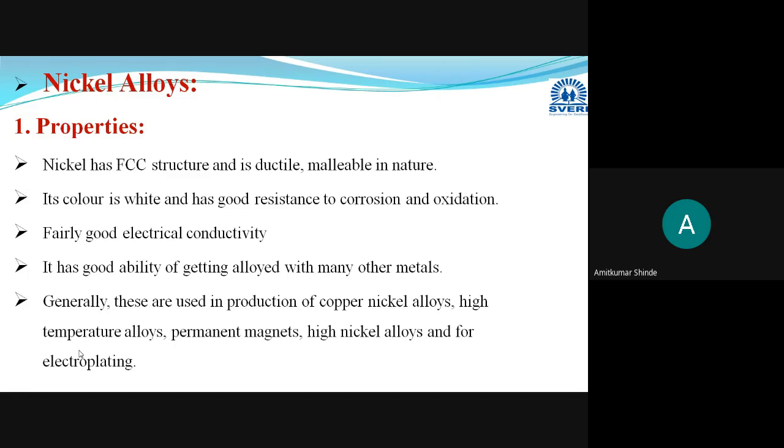Electroplating is nothing but providing one metal coating on another metal. Suppose there is a steel metal or alloy, and on that we provide a thin coating of another alloy. That process will be termed the electroplating process. In short, you can remember it as just providing one metal coating on another metal or alloy. These are the general characteristics along with some common applications I have mentioned here for nickel alloys.